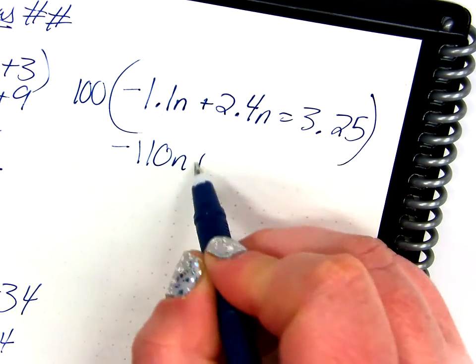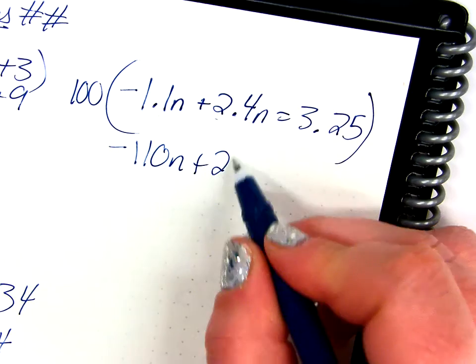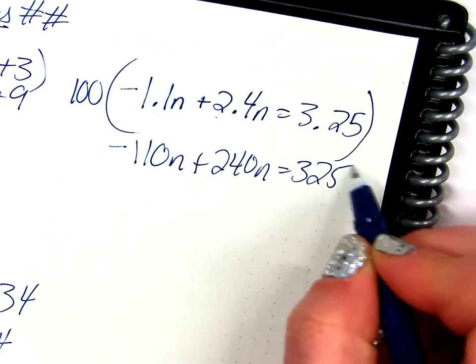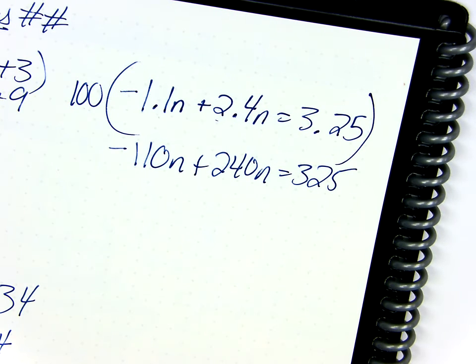110. And this thing would now be 240. And then that just ends up being the 325. And now I can just solve without having to worry about the decimals and the rules of decimals.